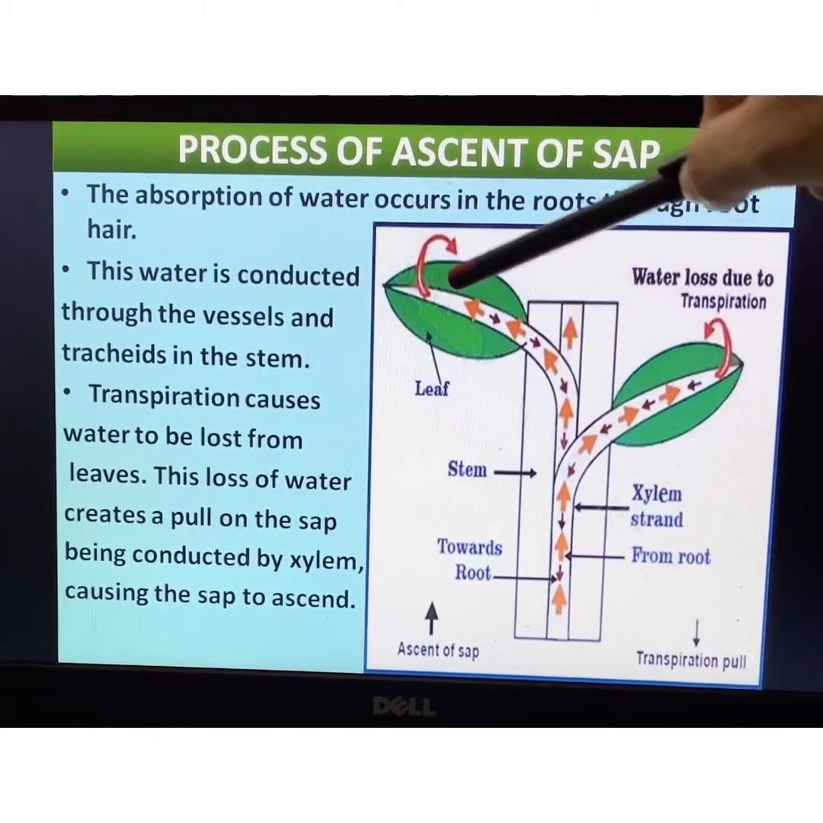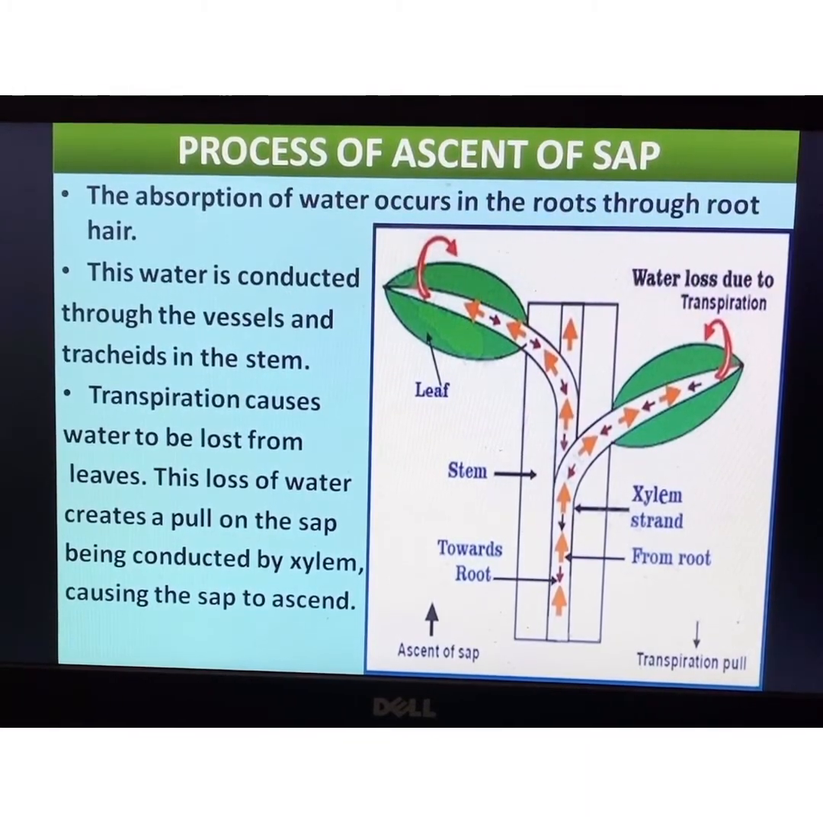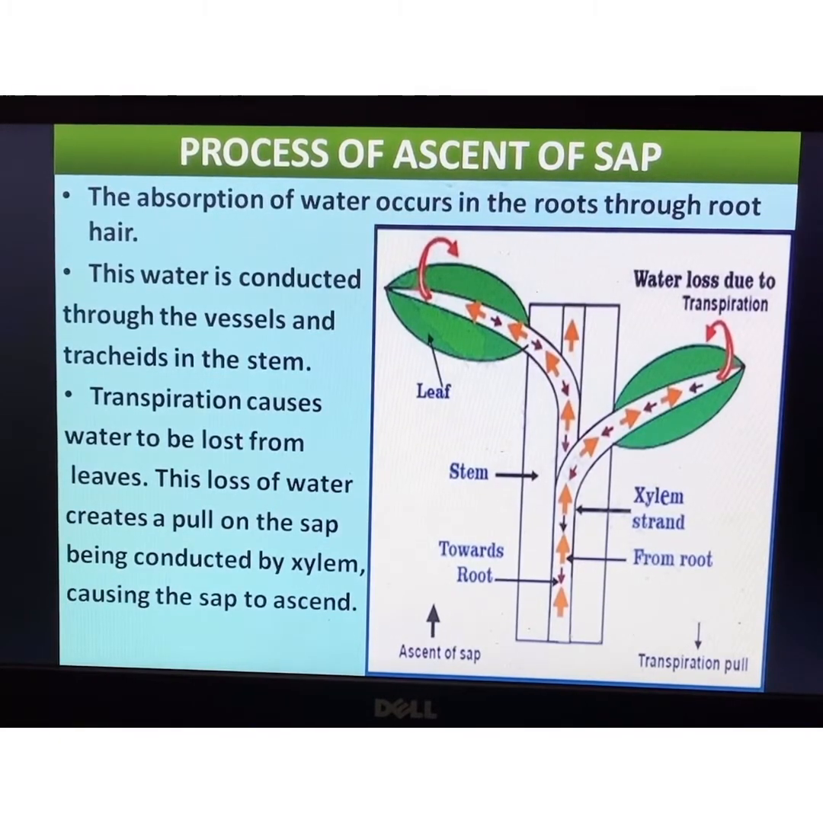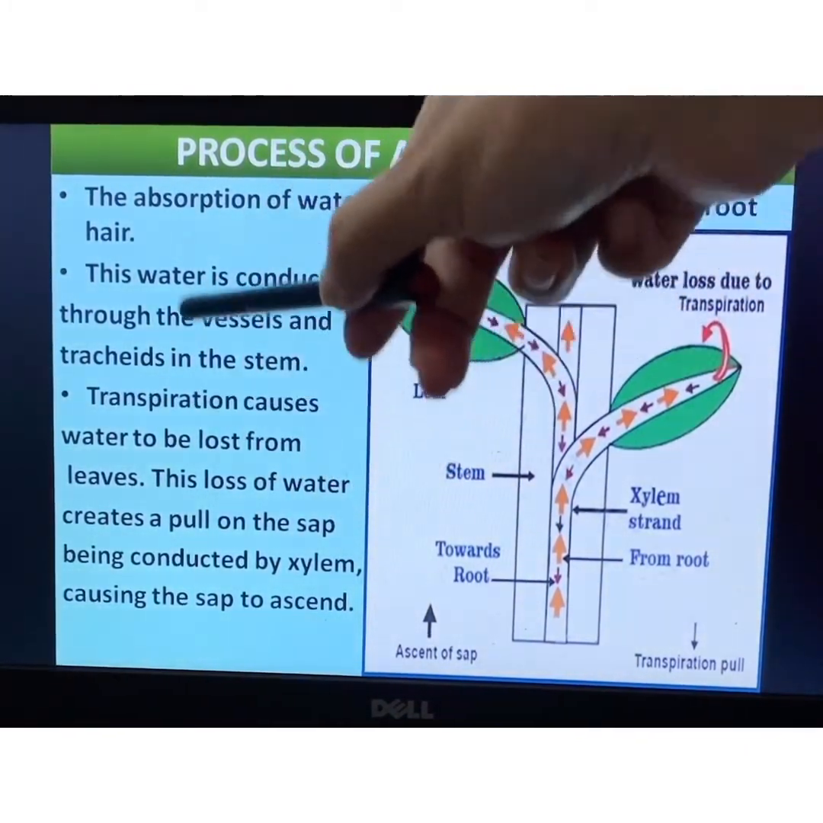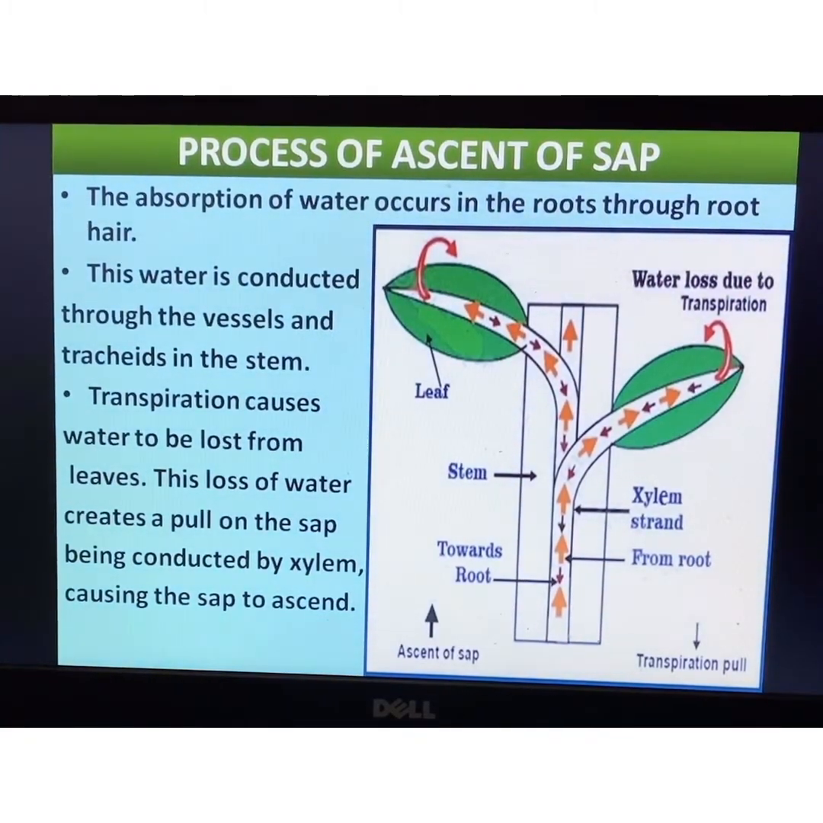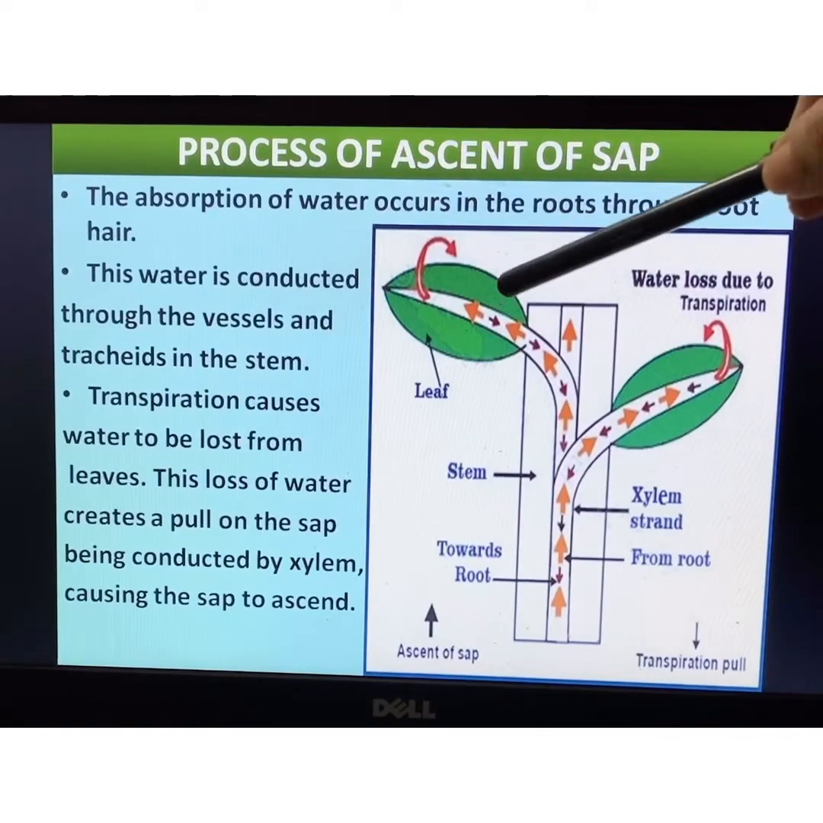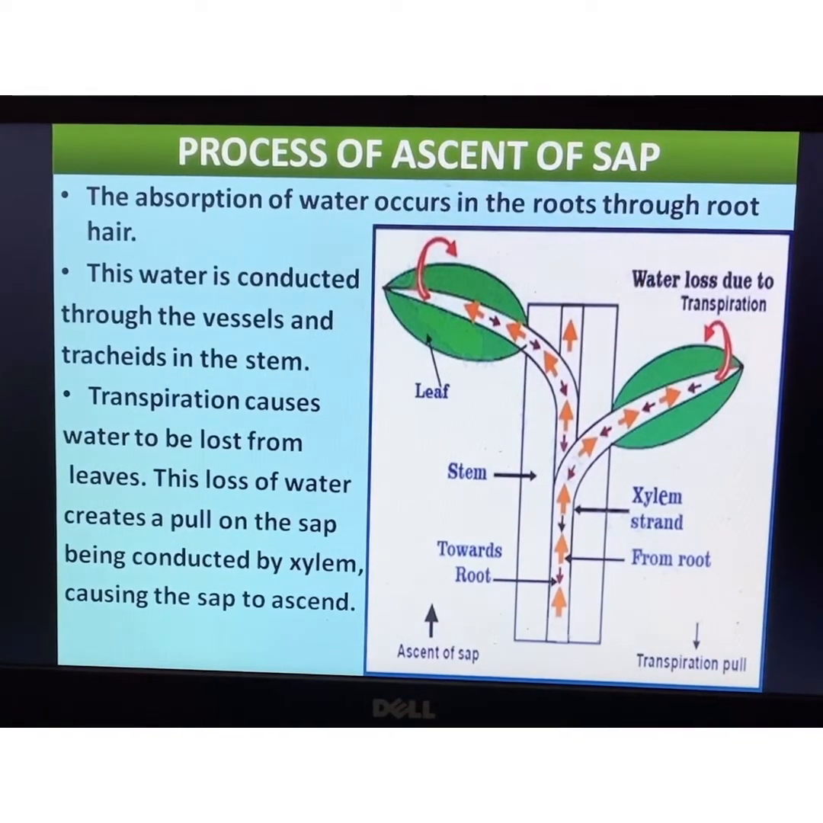Okay. Now, the water, you can see it is going up. All right, through the xylem it is going up, and transpiration causes the water to be lost from leaves. This loss of water will create a pull on the sap being conducted by xylem, causing the sap to ascend. Now, this word transpiration, I'm sure you have studied earlier, though I'm going to explain it in a little more elaborate manner now. But what is transpiration? Loss of water in the form of water vapor. Where does it happen? It happens from the leaves. Okay, so this loss of water will create a pull.